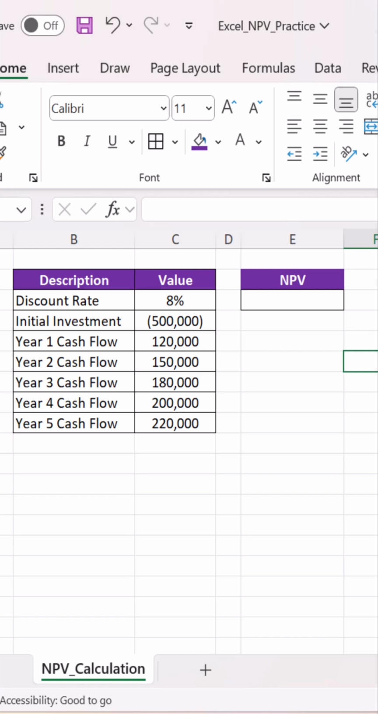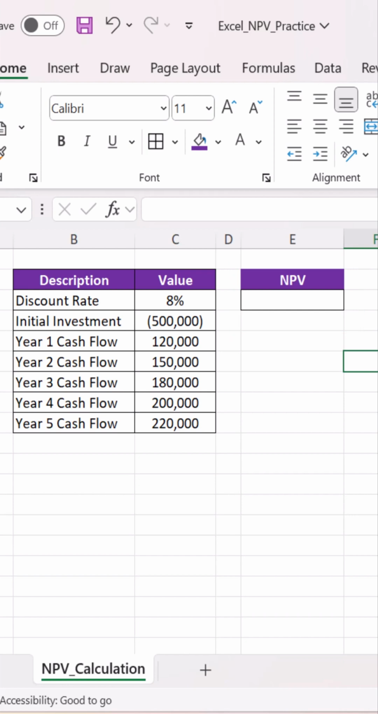Your company wants to make an investment. You have the initial cost and you've projected the cash flows it will generate for the next few years. How do you decide if it's a good investment today? By calculating its net present value, or NPV.